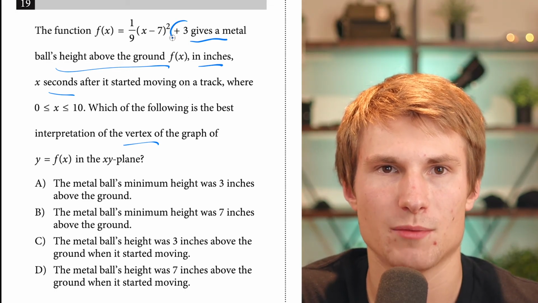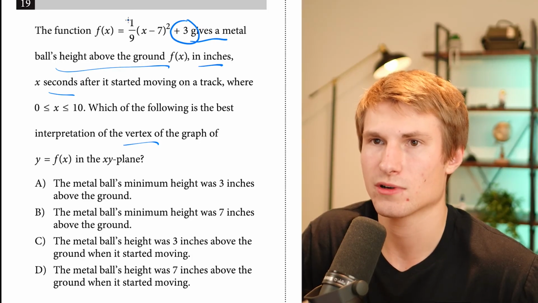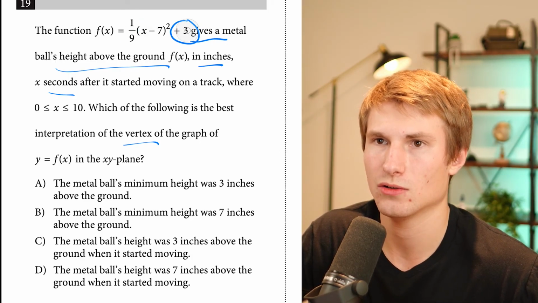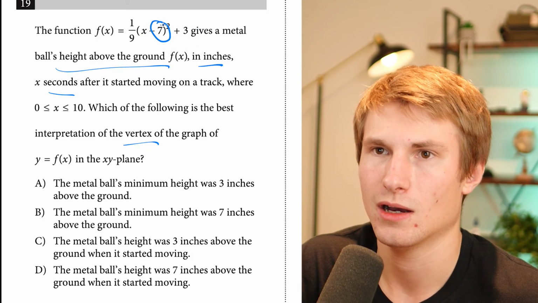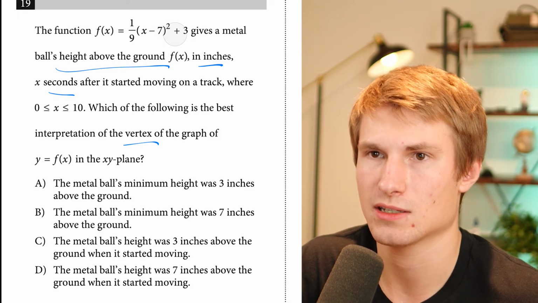Well, we know that our minimum height is going to be positive 3. We know it's our minimum because we have a positive a value. We also see that we have a minus 7, which means that our vertex is at 7 seconds.